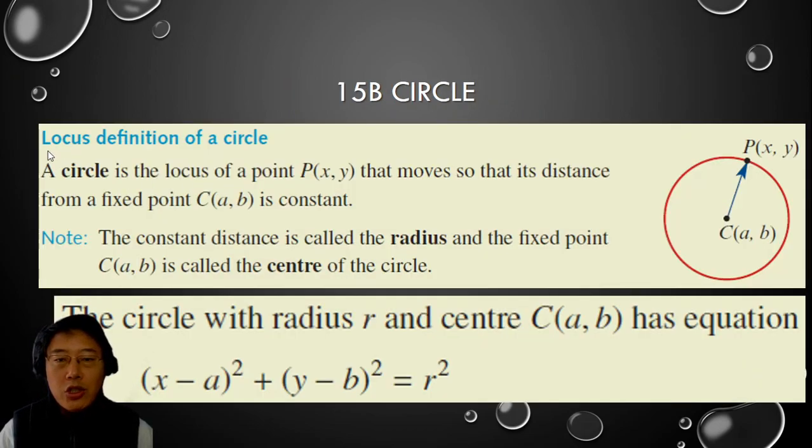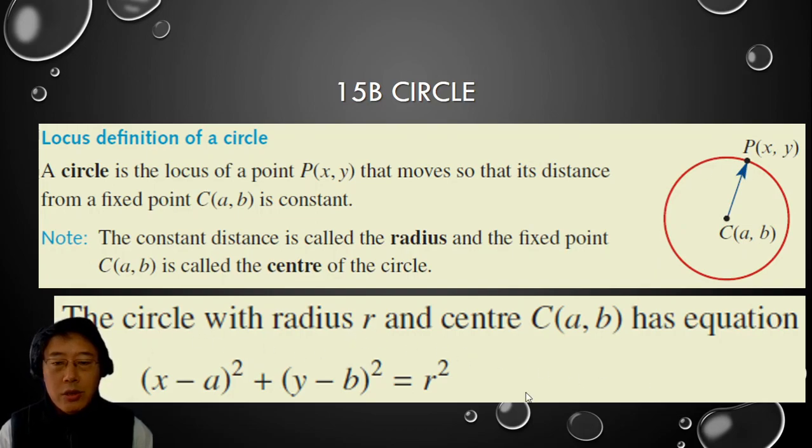Alright, so what I just mentioned with the circle, C with the respective coordinates is the center of the circle, and that distance from P to C is called the radius. The coordinates of P are x and y. They will be variable as the point P will move around the locus of that circle.